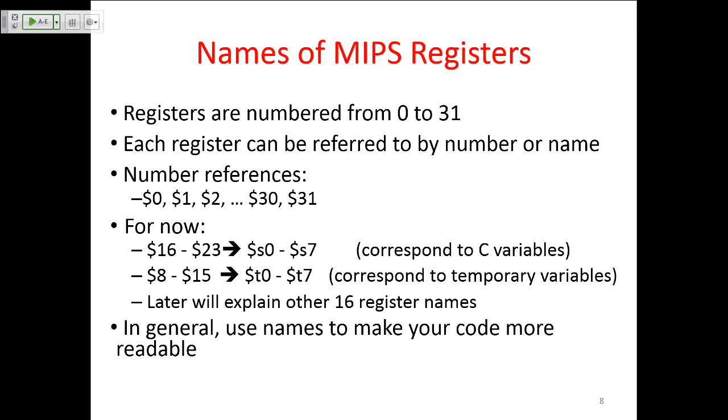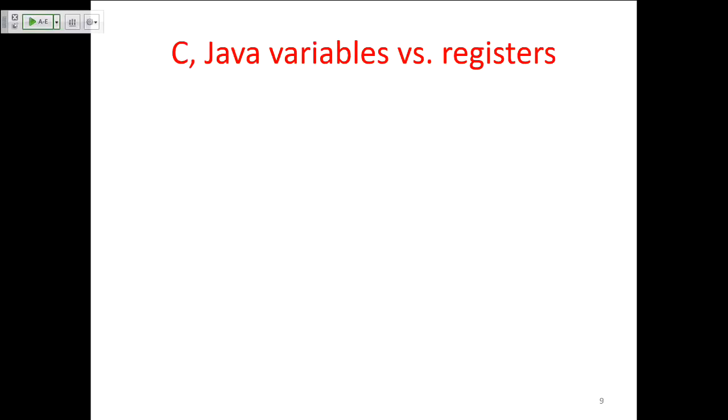I strongly suggest you use the names to make it more readable. People will not really like it if they get a code from you, even these small example codes where you just go $0, $7, $15, etc. Because every time they have to look up and check, did you really use the saved variables register, temporary, things like that. Okay.